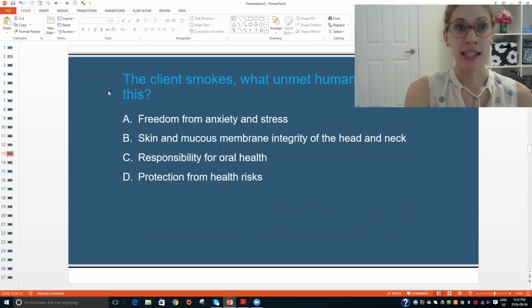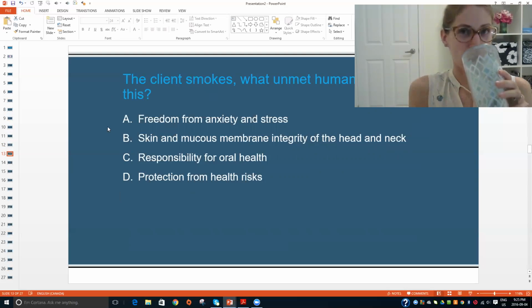Okay, the client smokes. What unmet human need is this? So remember how you had noticed the cigarettes falling out of her purse? You had asked her about it and she admits to smoking, I believe it was a pack a day. So you know that the client smokes. So when you're writing up her treatment plan, you need to come up with these unmet human needs, right? So which one would smoking fall under? And remember what I said about C and D. So I'll let you guys think of that for a second. I'm just gonna have some water here.